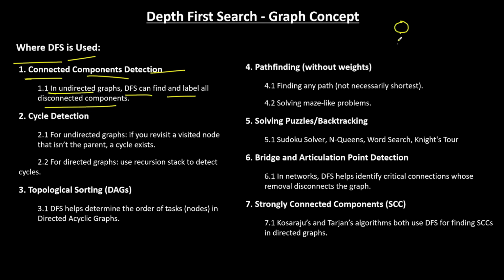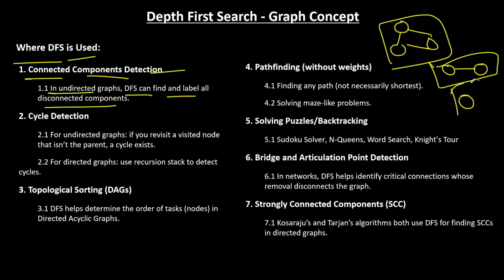Disconnected components are basically, suppose this is a graph, this is another graph, this is another graph. So there are three disconnected components, but they are a single graph, but all are disconnected. So output for this particular case will be 3. So in this case, we will use DFS. BFS is not much helpful in that case.